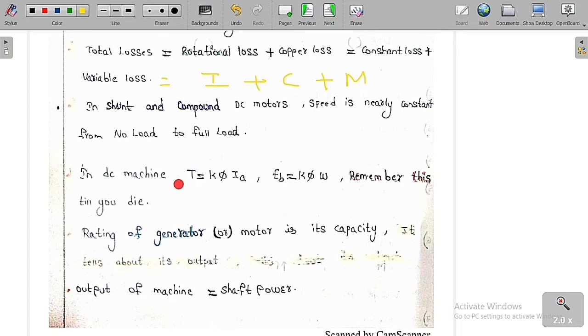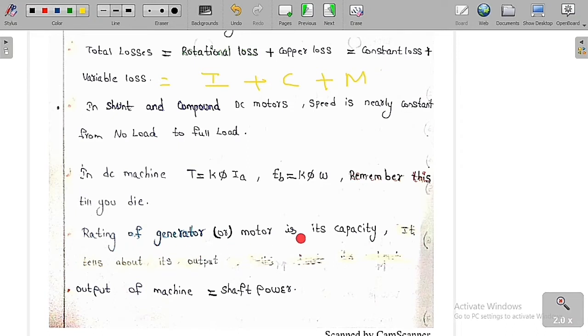In a DC machine, I have already told you torque is directly proportional to flux into armature current. With the proportionality constant, T is equal to K into phi into Ia. Similarly, Eb is equal to K into phi into omega. This K is the same for both these equations. So remember these two important formulas till you die in electrical engineering: T is equal to K phi Ia, and Eb is equal to K phi omega. Both are always the same.